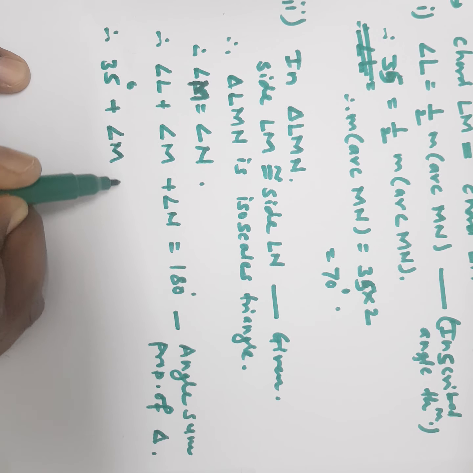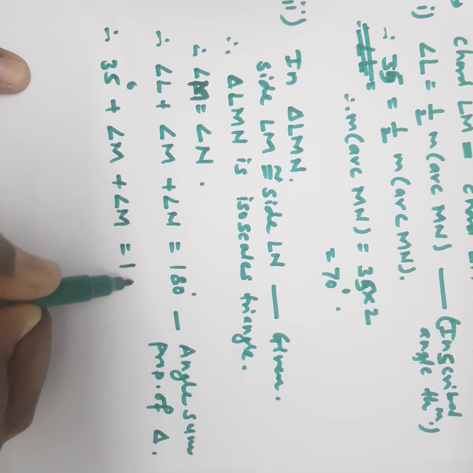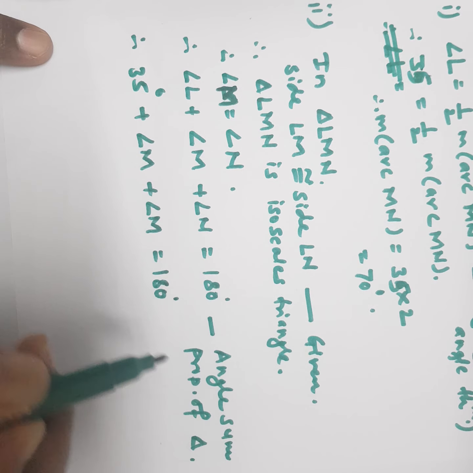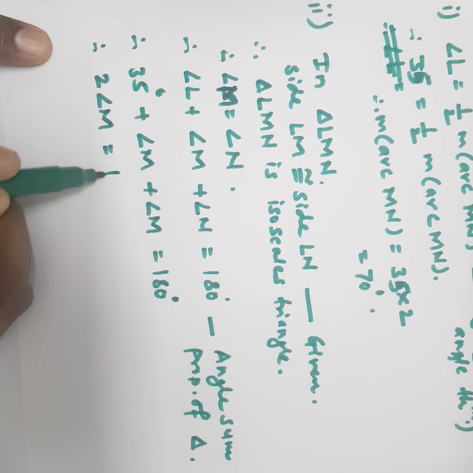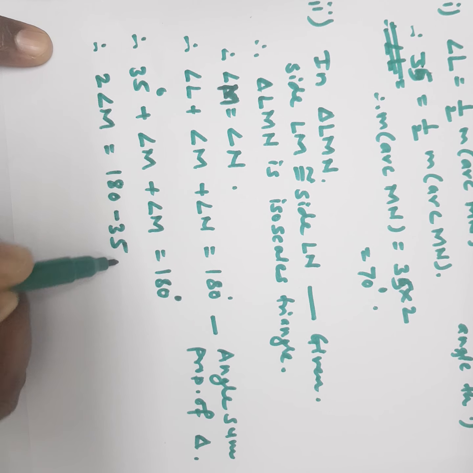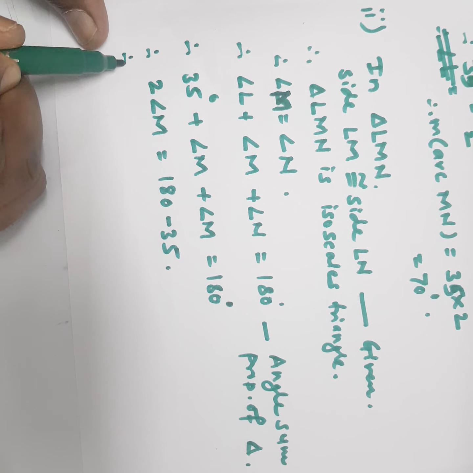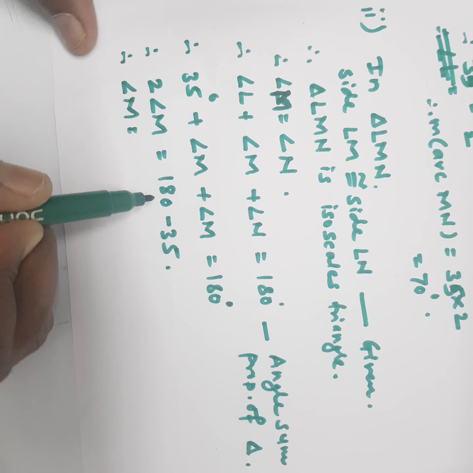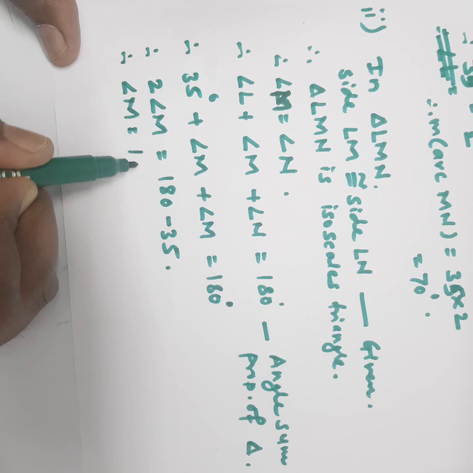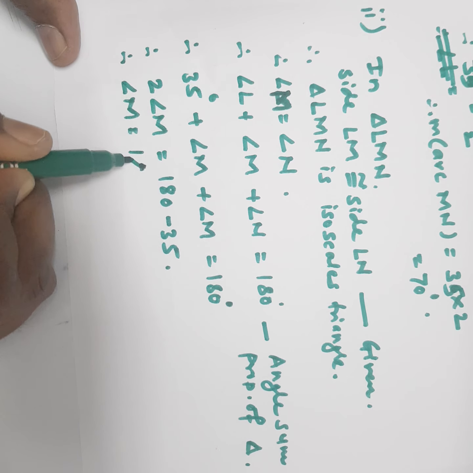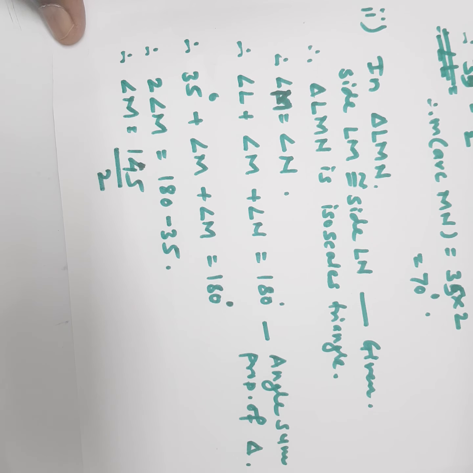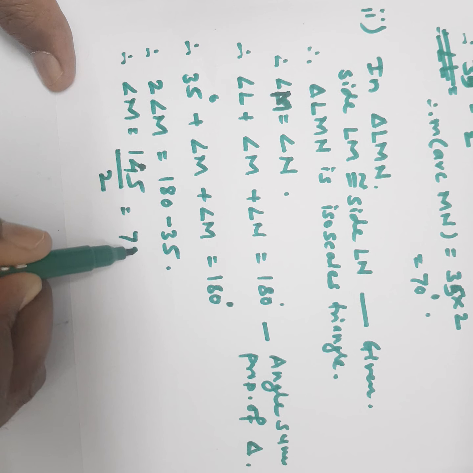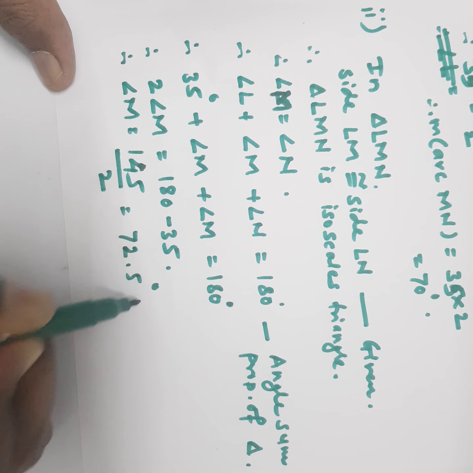angle M plus angle M is equal to 180 degrees. Therefore 2 angle M is equal to 180 minus 35. Therefore angle M is equal to 180 minus 35, 145 upon 2. 145 degrees upon 2 will be 72.5 degrees.